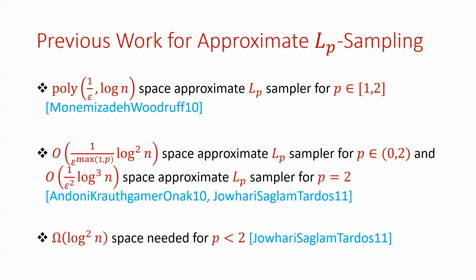And this is subsequently improved by Andoni, Krauthgamer, and Onak, as well as Jowhari, Sağlam, and Tardos, to get an approximate sampler for p between 0 and 2. And their algorithm uses space that's log squared n, and also polynomial in 1 over epsilon. Now, simultaneously, Jowhari, Sağlam, and Tardos also showed that omega of log squared n is needed for p less than 2, but there's this gap here between the upper and lower bounds in epsilon. So the question for a while was whether this dependency on 1 over epsilon is needed.